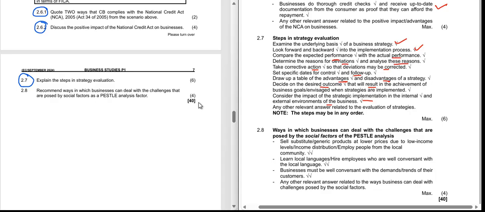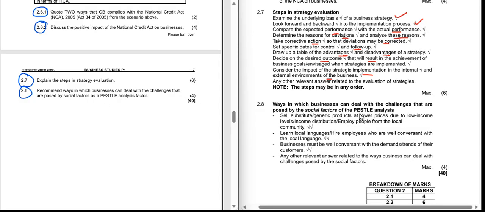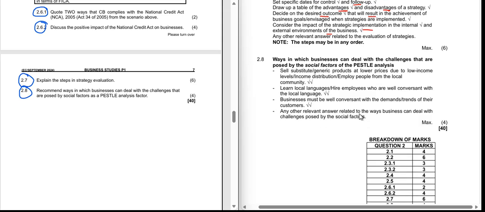And then 2.8, ways in which businesses can deal with challenges that are posed by social factors of the PESTLE analysis factor. So remember, social factors, we are talking about people, the problems that people are facing. For example, lack of income, poverty, language barrier, etc. So ways in which businesses can deal with these challenges: they have to sell substitute products at lower prices due to low income levels or distribution, employ people from the local community. Okay, so that's how you deal with this issue.